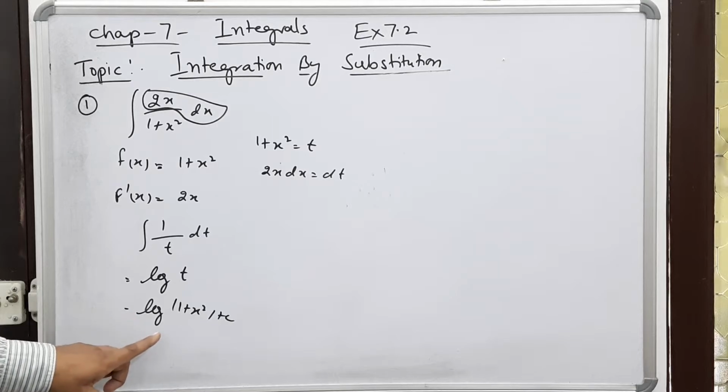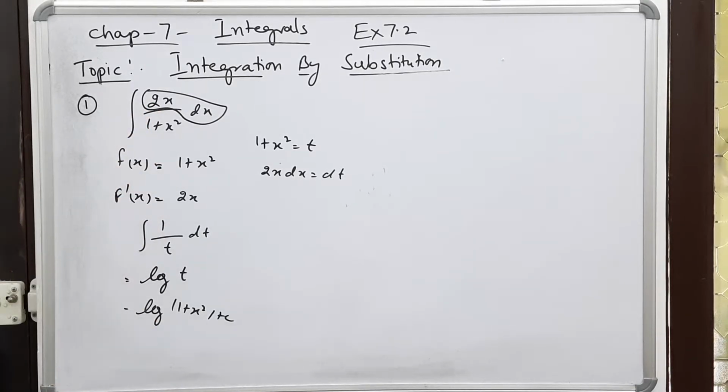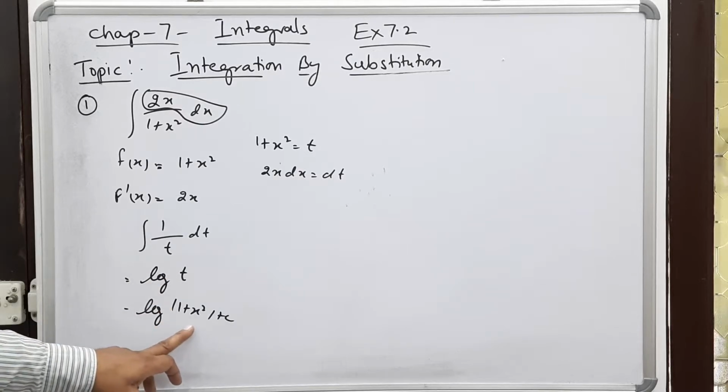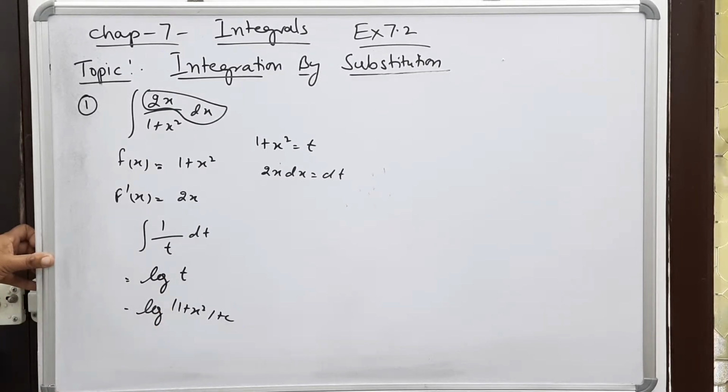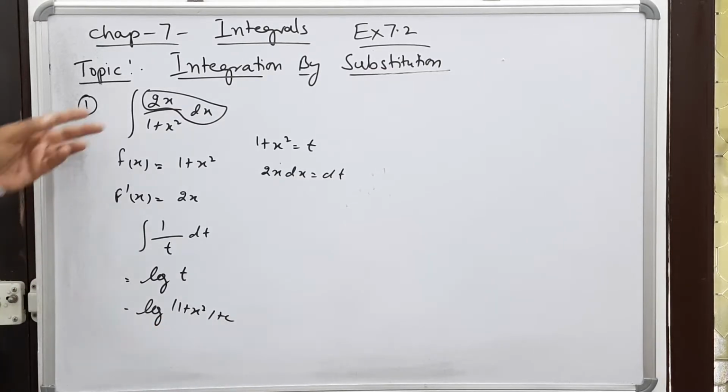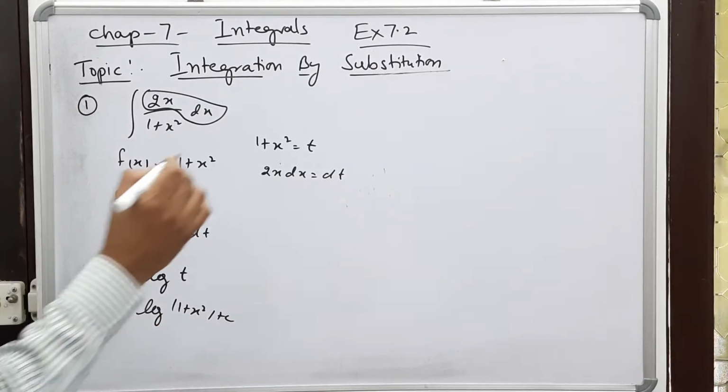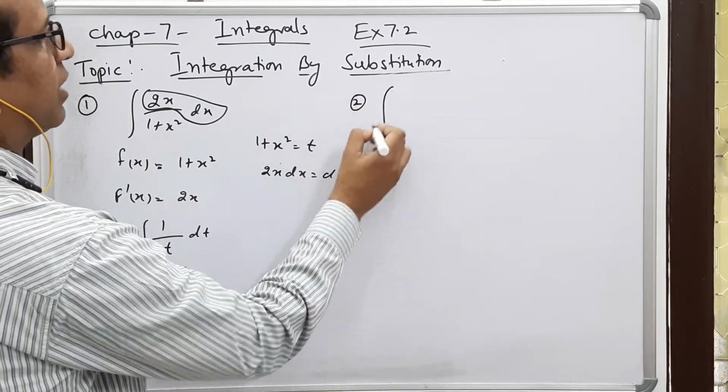And if you find the derivative of this, again you will get this part. Derivative of log x is 1 upon 1 plus x square, and then d by dx of 1 plus x square is 2x, and the derivative of c is 0. So that is the meaning of antiderivative. See one more problem, the second one.